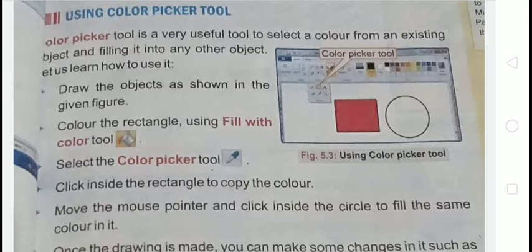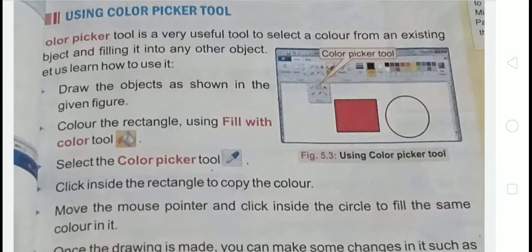To follow these things, draw the object as shown in the figure. You can see in the picture one rectangle has been drawn and it is filled with red color. So color the rectangle using fill with color and select the color picker tool. You can see in the image one arrow is given and that is mentioned as color picker tool.